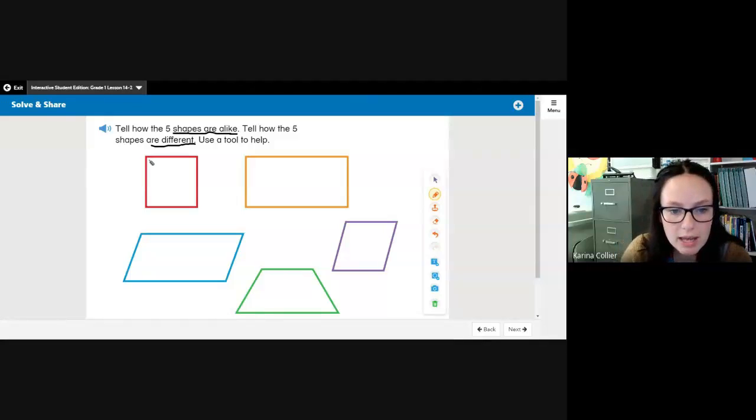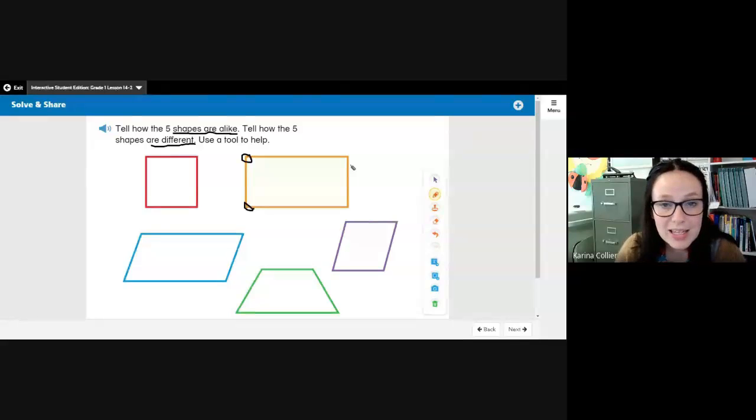Something we could also say is that all of these shapes have vertices. Remember, vertices are the points on our shapes. So all of my shapes have vertices. One way that I could tell that they are different is that they are all different sizes. My square is a lot smaller than my rectangle, and my shapes down here are different sizes as well. I could also say they are different because they are different colors.